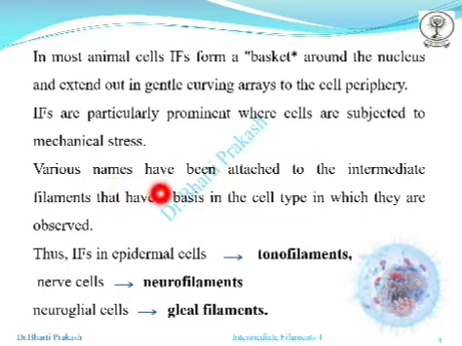Various names have been attached to the intermediate filaments that have a basis in the cell type in which they are observed. Thus, the intermediate filaments in the epidermal cells are called the tonofilaments. In nerve cells, they are referred to as neurofilaments, and in the neuroglial cells, they are designated as the glial filaments.